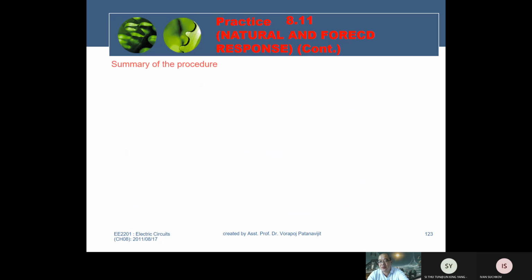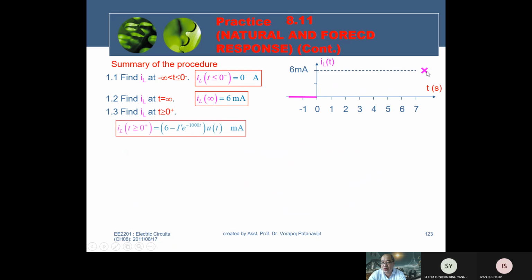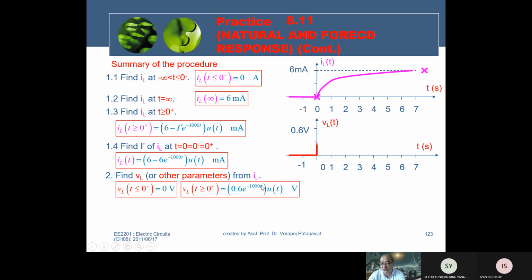Now, from the overall point of view, IL for time less than 0 is equal to 0. IL for time greater than 0 will reach infinity, equal to 6 milliamps soon, increasing in exponential form. And VL for time less than 0, due to IL being constant, VL equals L di/dt will be 0 during that time. And for time greater than 0, taking the derivative of the exponential form gives a jump and decaying exponential form, jumping to 0.6 and reducing to 0 soon.